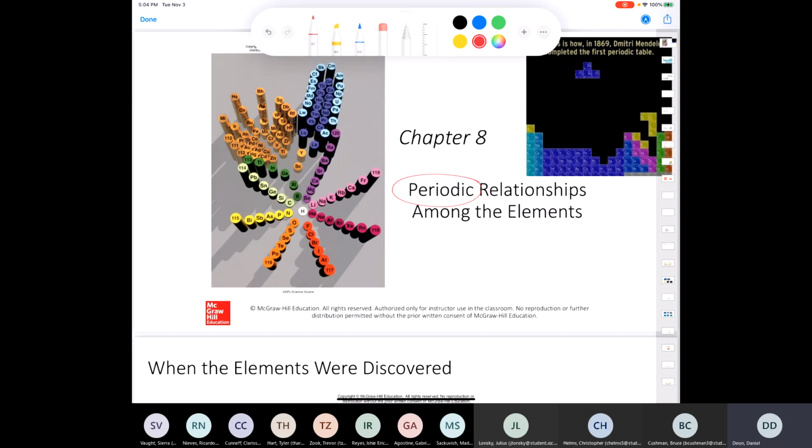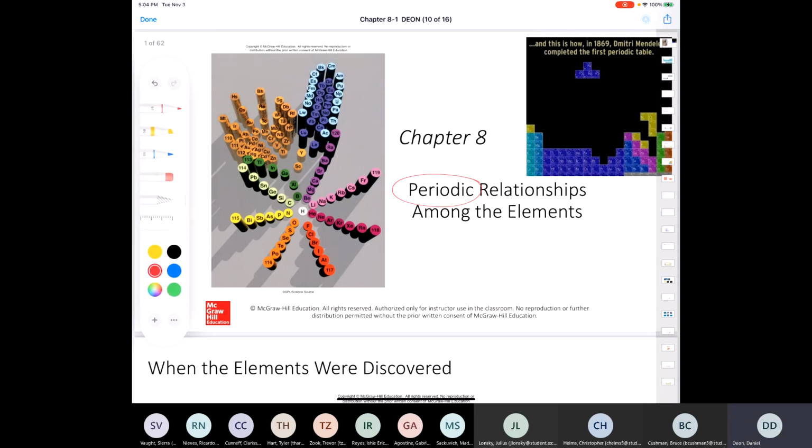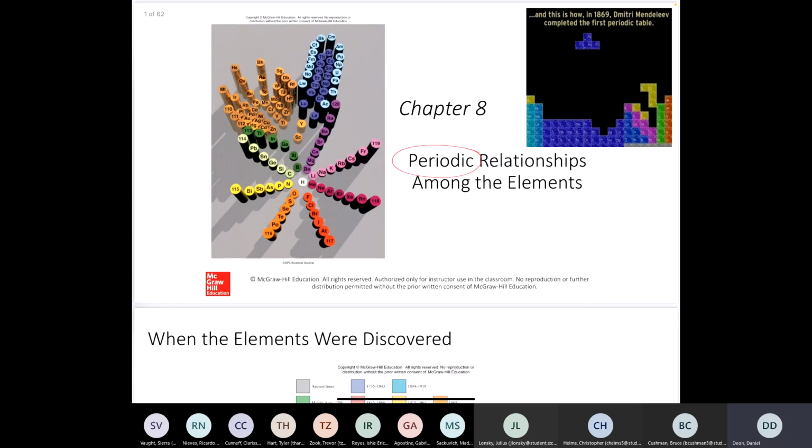The elements in the periodic table are organized in a thoughtful and useful way that helps us predict how elements are going to react. And you have this funny little cartoon up here on the upper right hand side of the slide that says, "This is how Dmitry Mendeleev completed the first periodic table." Well, Dmitry Mendeleev is a Russian scientist, and he is sort of the godfather of the periodic table, so to speak. And I'm going to talk about how he developed the initial periodic table.